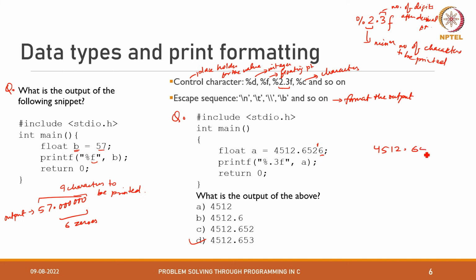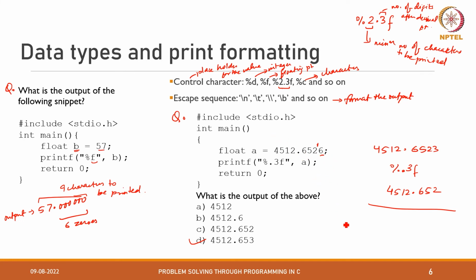Now say instead of this, you had 4512.6523, and you wanted to see %0.3f. What would be the answer here? It would be 4512.652. Similarly, how many digits do we have here? 4 plus 4 is 8, plus 1, 9 digits here, right? So 9 characters basically.